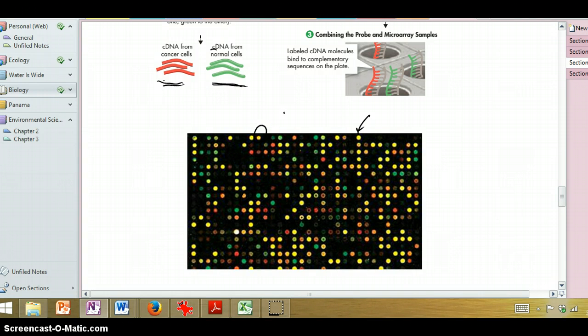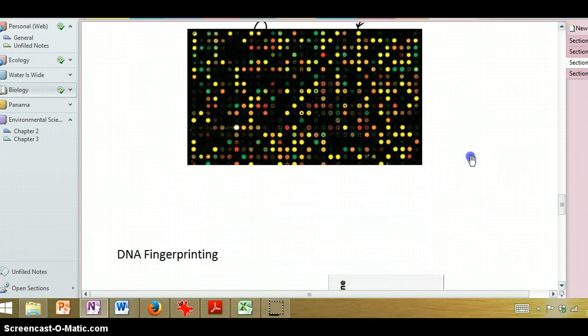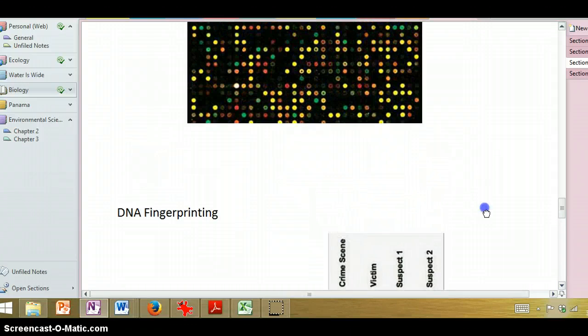Sometimes you can just test one type of cell, or in this example, you can do a couple different kinds of cells if you like.